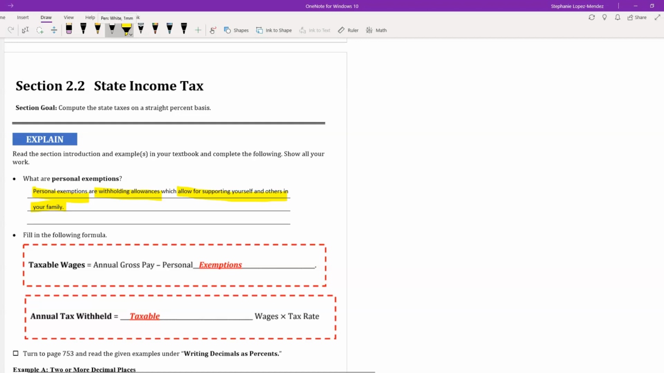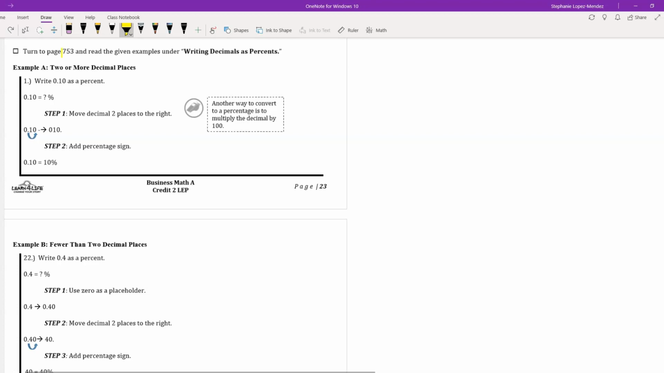The formulas that we are going to be using for this section are taxable wages equals annual gross pay minus personal exemptions, and also annual tax withheld equals taxable wages times the tax rate. Now you can read page 753 to read the given examples under writing decimals as percents.